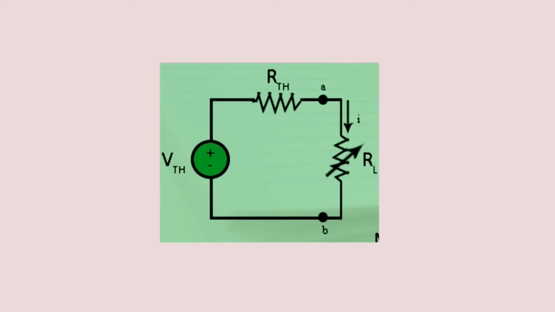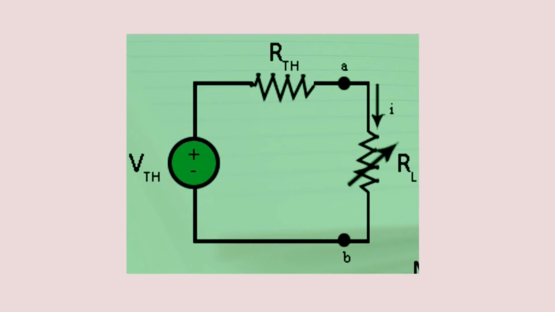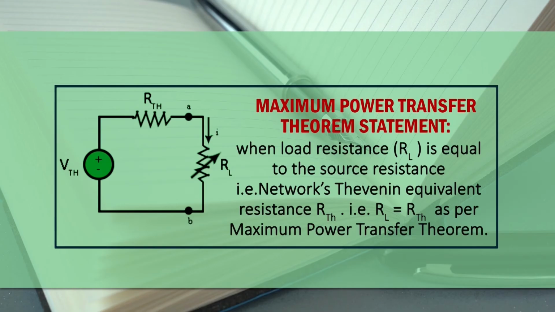So here you can see in the circuit that the Thevenin voltage VTH is connected in series with RTH, and across the terminals a load resistance RL is connected. So in this particular circuit, the maximum power will be transferred from source to load when this load resistance RL is equal to the internal resistance of the circuit, that is called Thevenin resistance.